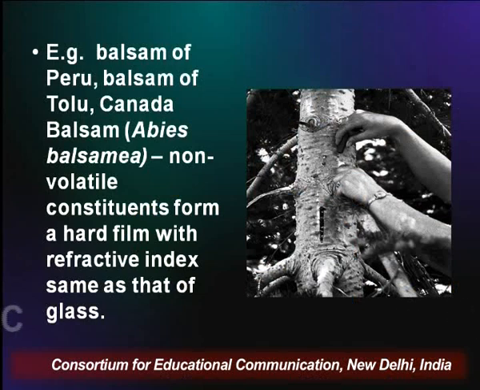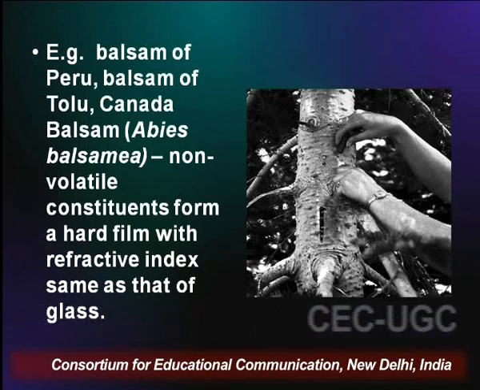Other examples of balsams are balsam of Peru and Canada balsam. Canada balsam is obtained from Abies balsamea, and I'm sure everybody knows about Canada balsam, that this is a type of balsamic resin which is largely used in microscopic study to fix the section or to prepare permanent slides. Now, why is it used in preparing permanent slides?